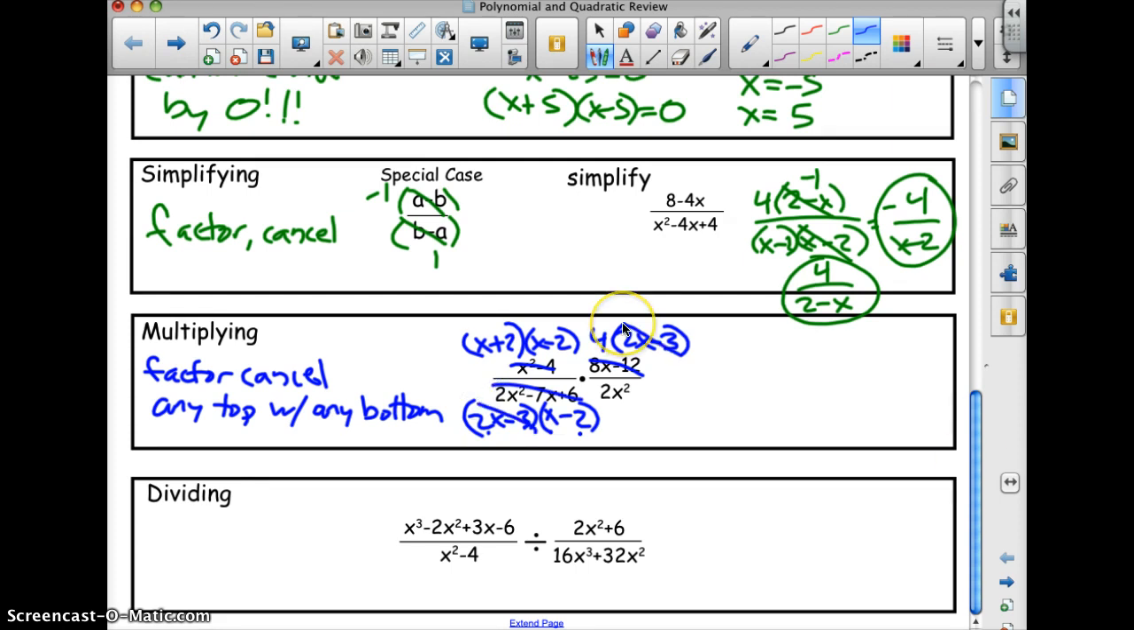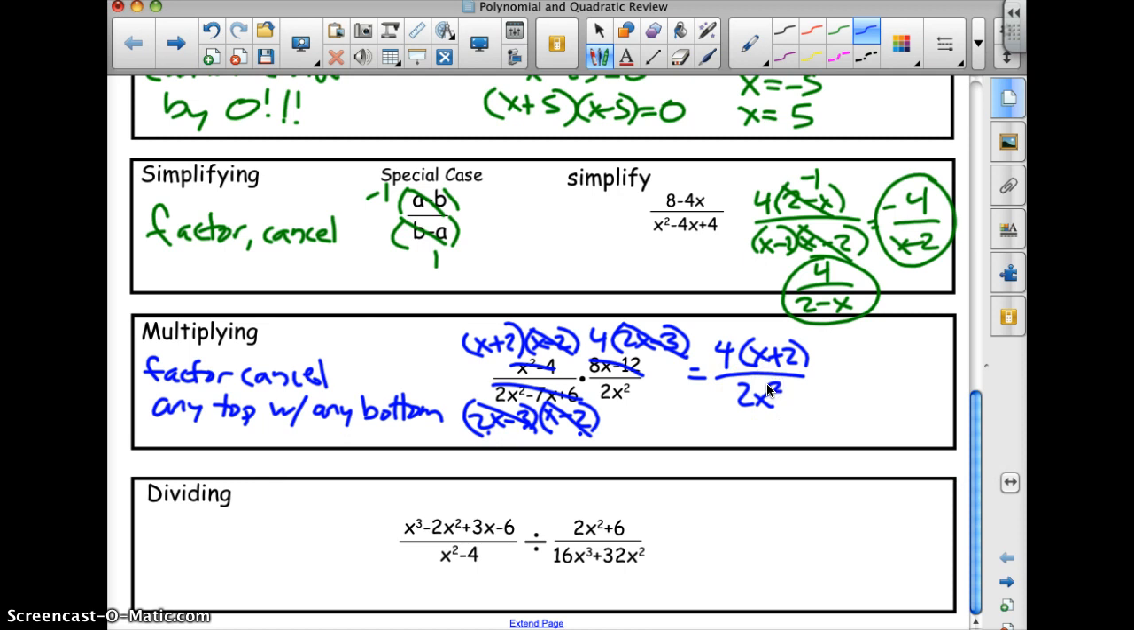All right, the 2x minus 3's cancel. The x minus 2's cancel. Obviously, I can't factor a monomial. That's why I didn't bother with it. Okay? Now, at any time, if you think you've canceled anything, you can go ahead and put that together: x plus 2 over, and what's left in the bottom is 2x squared.